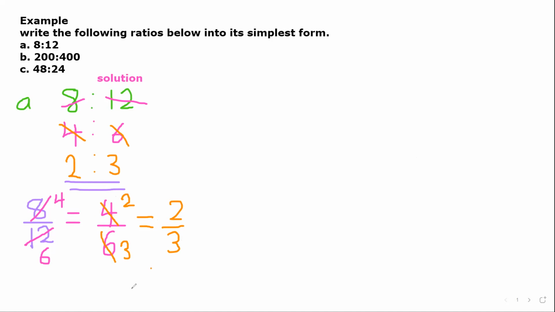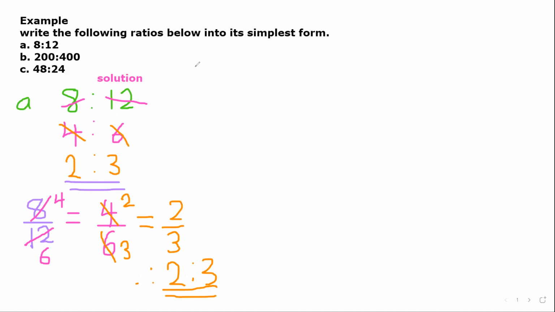Therefore, here the ratio is 2 to 3, okay? So after you turn them to fractions to do your cancellation, then you turn it back to the ratio, because the question was asked in the ratio form. You just use the fraction to do the cancellation. Either you do the first one, the ratio, you just cancel to get the simplest, or you turn them to fractions and cancel, and later you turn it back to the ratio.